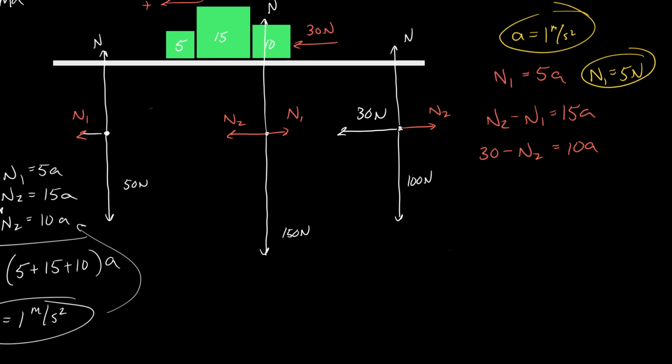And I don't know, we can just do this one. 30 minus N2 equals 10 times 1. So looks like N2 is equal to 20 newtons. All right.